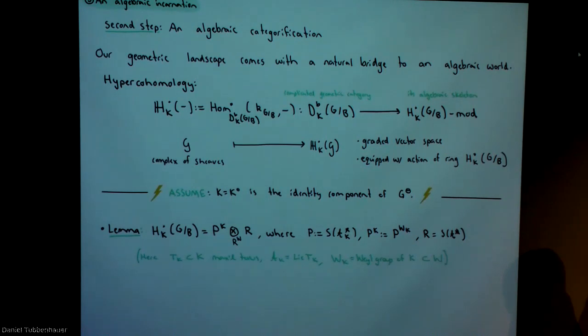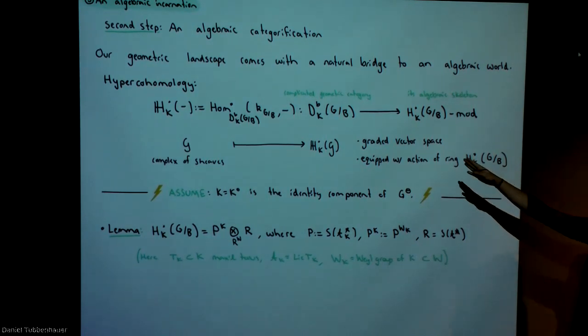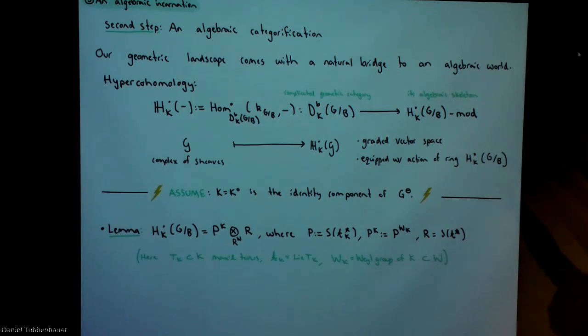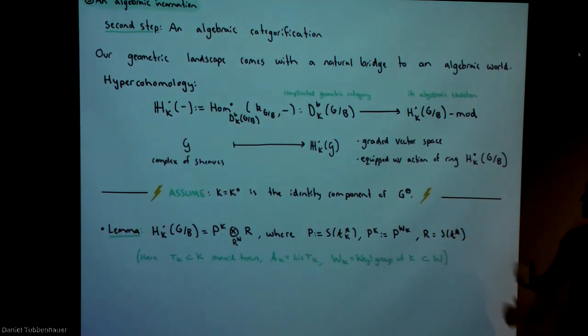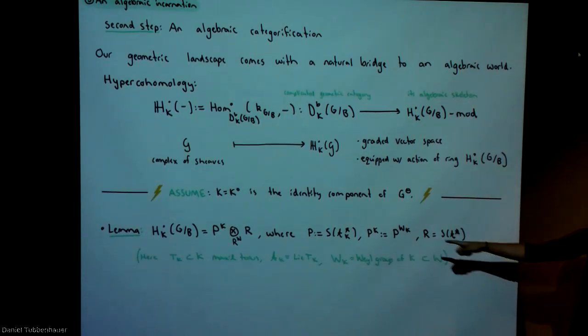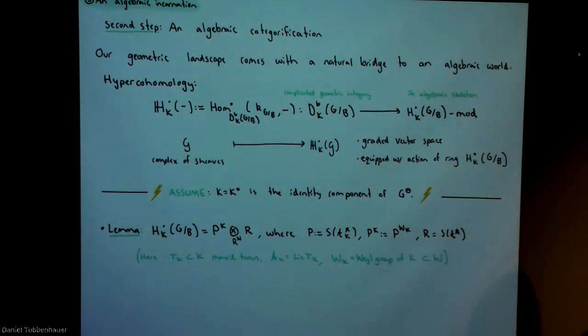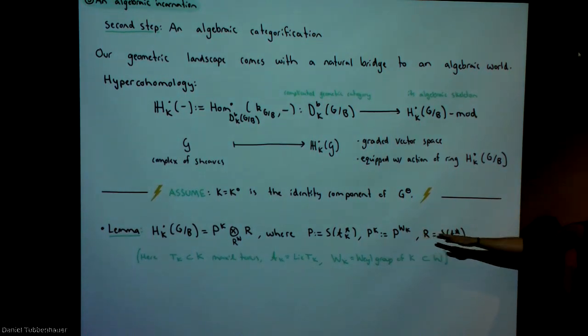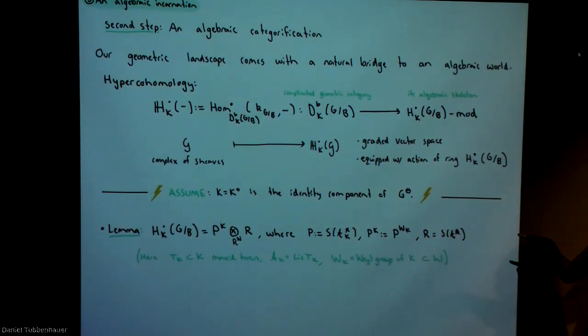Okay, so here's a quick lemma. I told you that if we take something in our category and apply this functor, I get a module over this ring, but what actually is this ring? If we take the K-equivariant cohomology of G mod B, this is a ring that looks like this. It's the tensor product of two polynomial rings. The first is the symmetric algebra on the dual of the Lie algebra of the torus T_K of the compact group, and then we take the invariants under the Weyl group of K. And then we take the tensor product of this with the symmetric algebra on the torus of the big group.